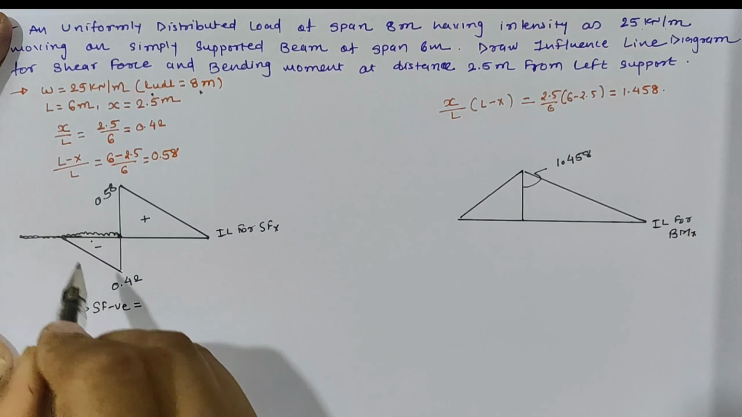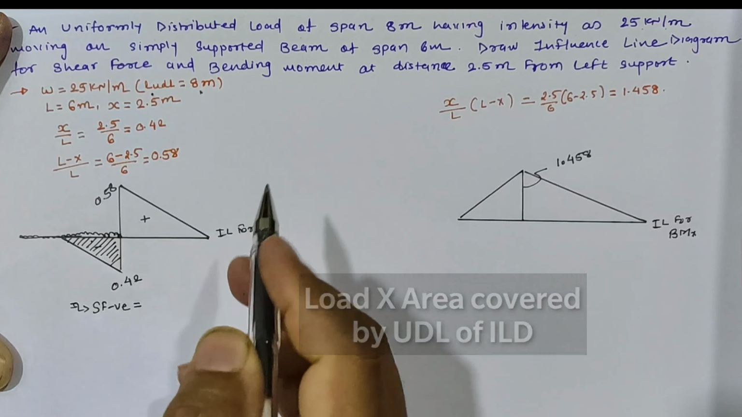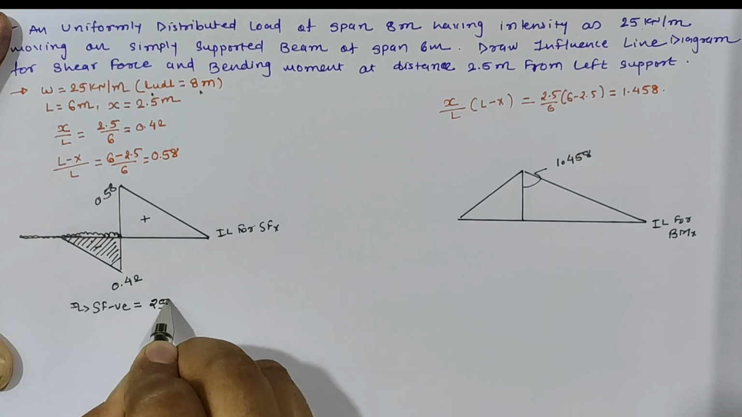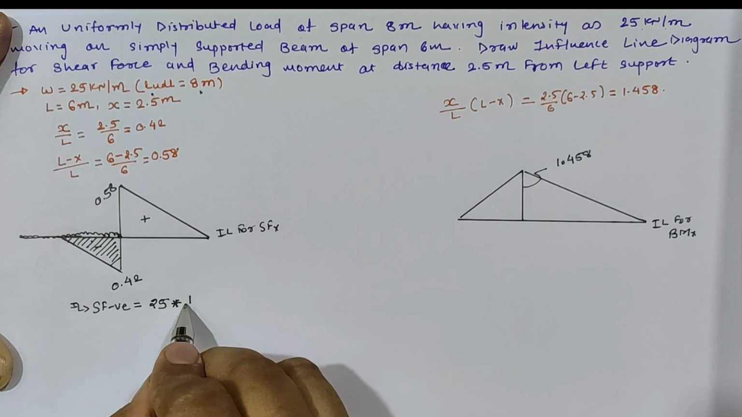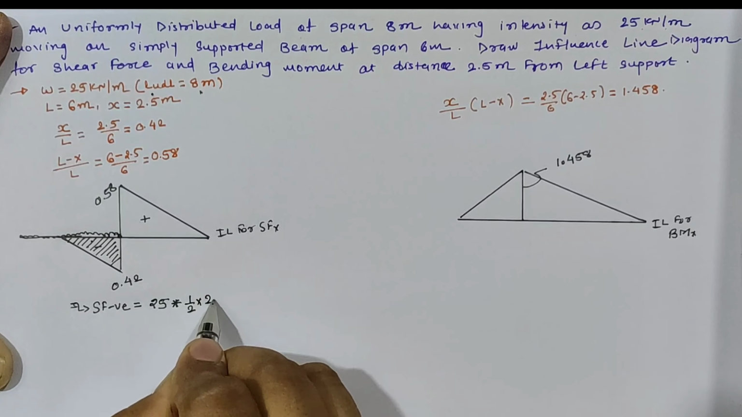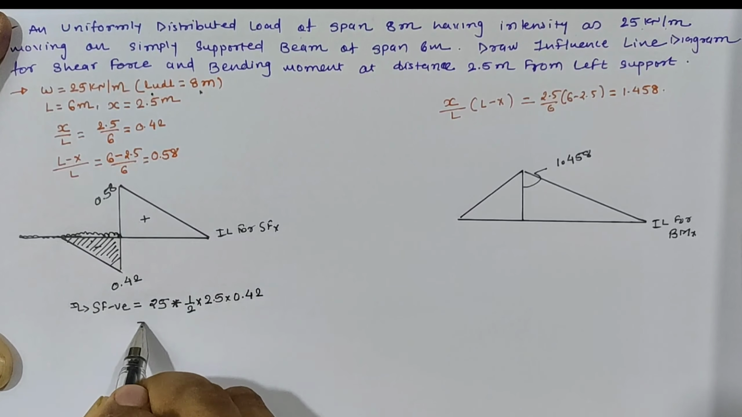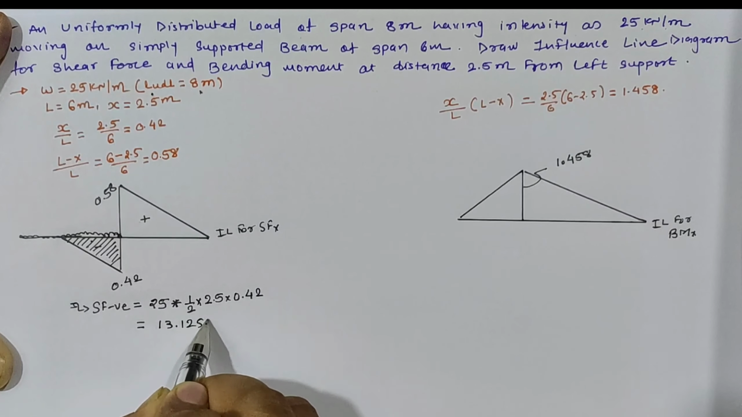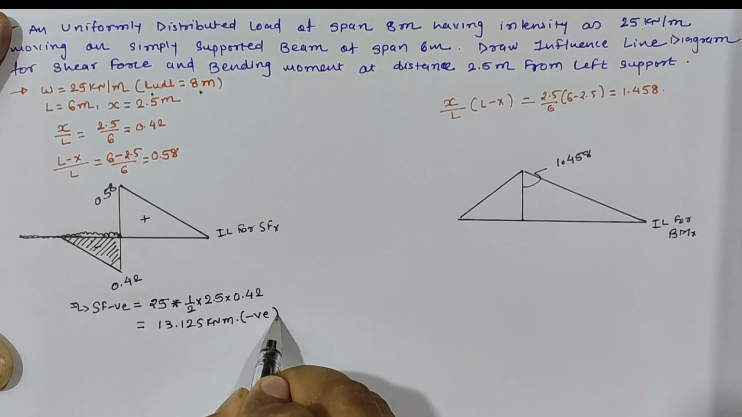can be calculated by the load into the area covered by the UDL. It means that the maximum negative shear force is 25 as a UDL and the total area is 1/2 into distance into ordinate, which is equal to 13.125 kilonewton as a negative shear force.